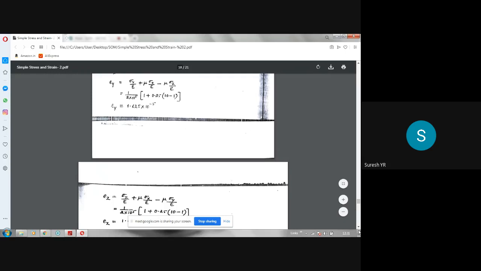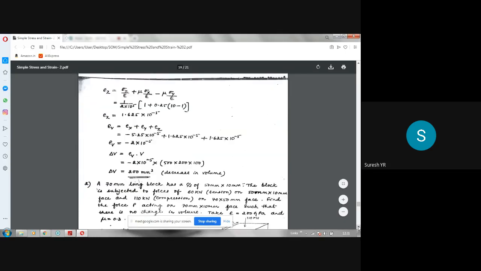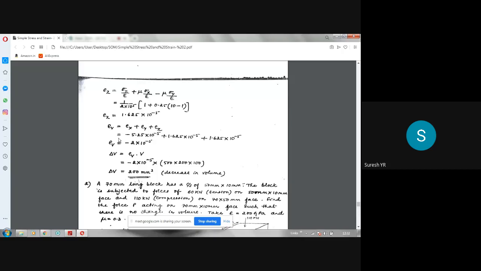Once you get these strains in the three directions separately, you add them algebraically. So Ex is negative, Ey is positive, Ez is positive. Just add them algebraically, considering the signs, and you will get the volumetric strain. Because it is a rectangular bar, volumetric strain is given by Ex plus Ey plus Ez. When you add them, you get this value, minus 2 into 10 power minus 5.